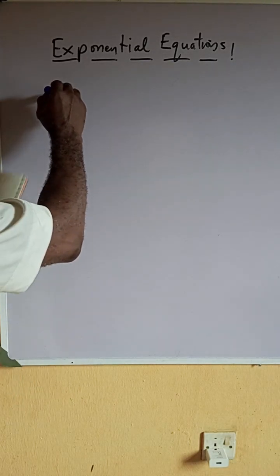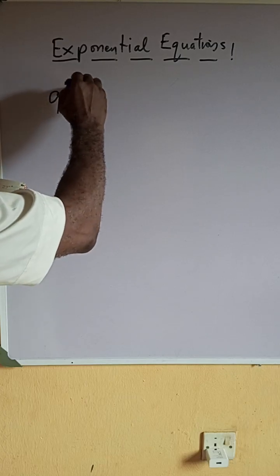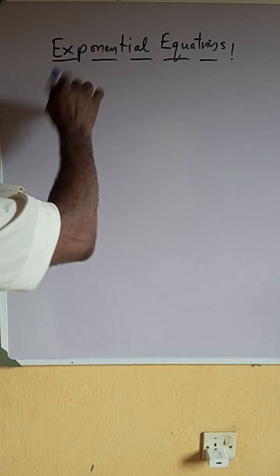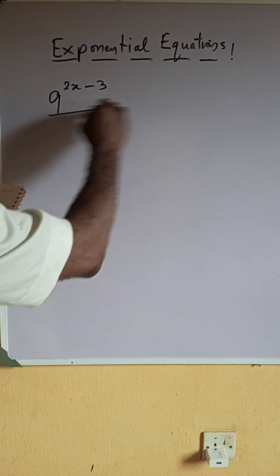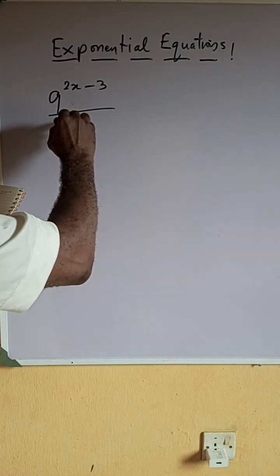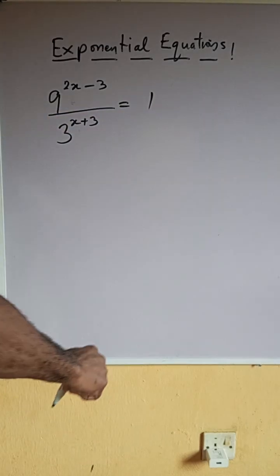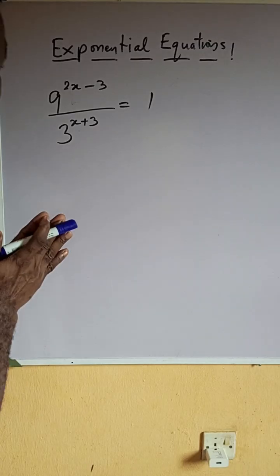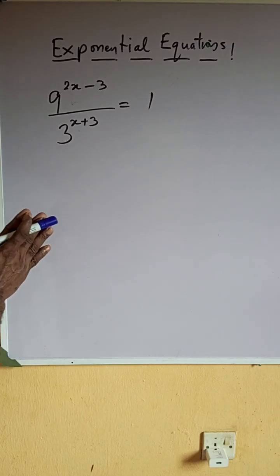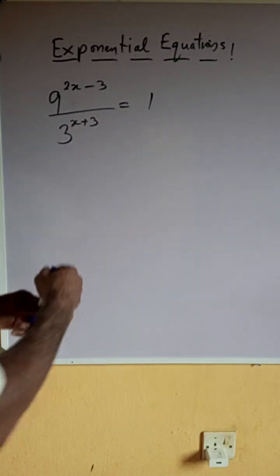We have that 9 raised to the power 2x minus 3, all over 3 raised to the power x plus 3, all equal to 1. Now, looking at this exponential equation, the first thing to do to get the value of x is to cross multiply.